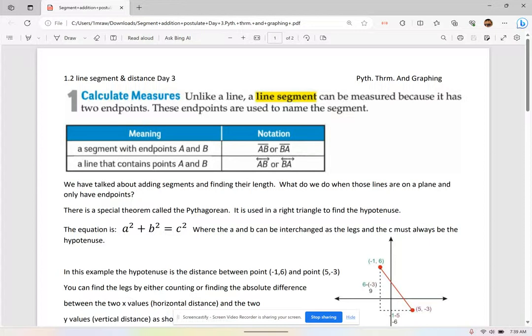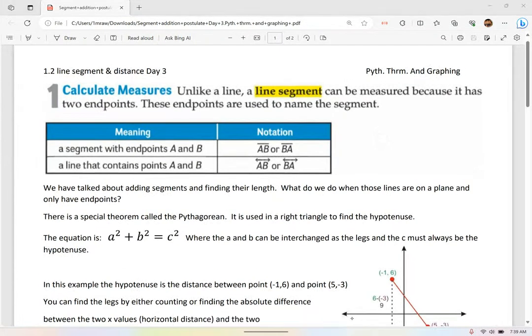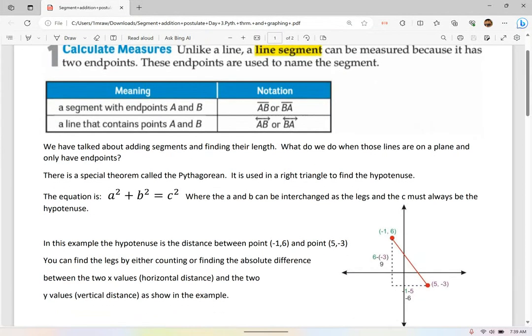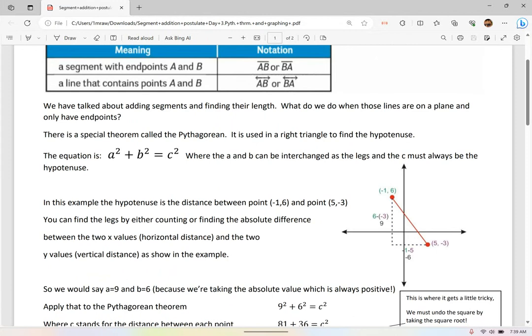Okay, so today we're talking about line segments again, but this time we're talking about the Pythagorean theorem and graphing. Just recall a line segment is something that can be measured, and we have certain notations here. When we talk about segments and finding their distance on a graph, this is a little bit different from the last two days. Now our segments are on the graph, and they have special coordinates.